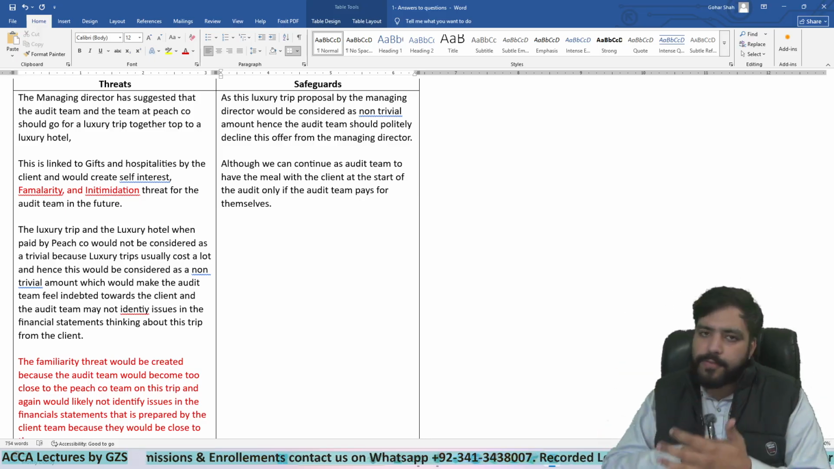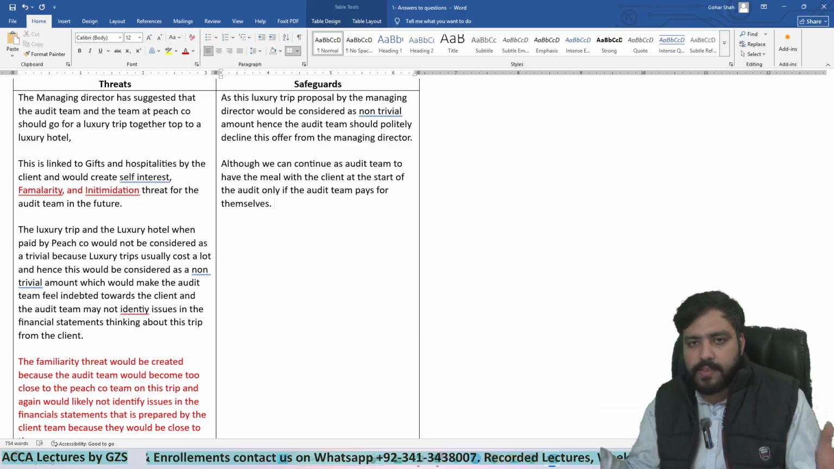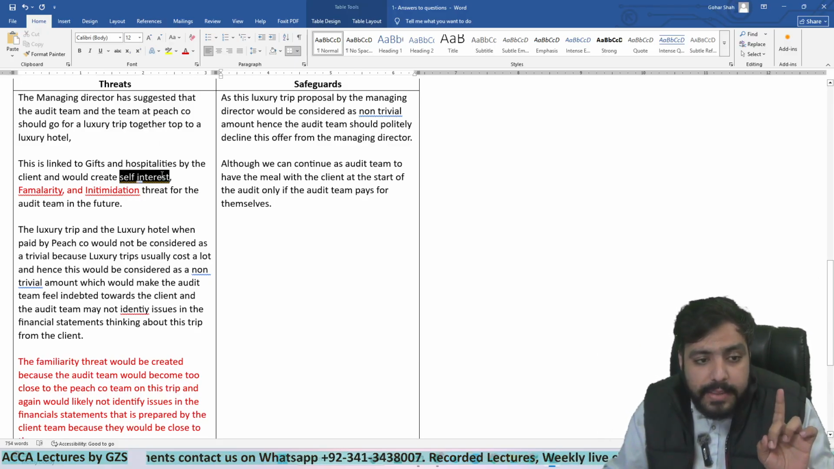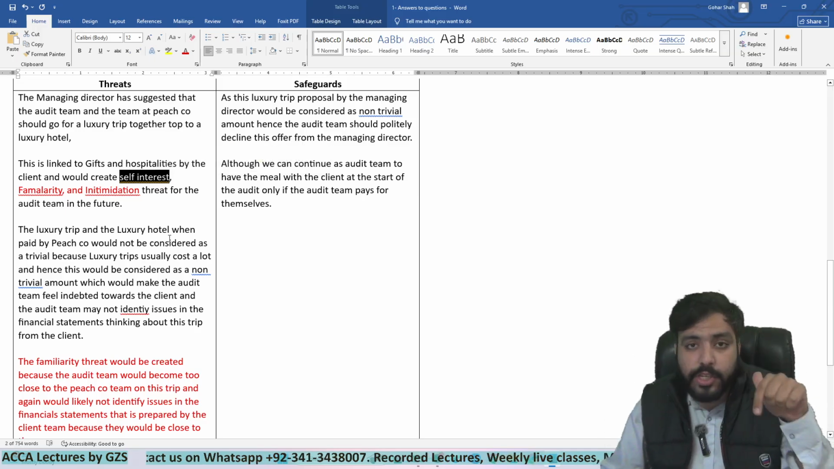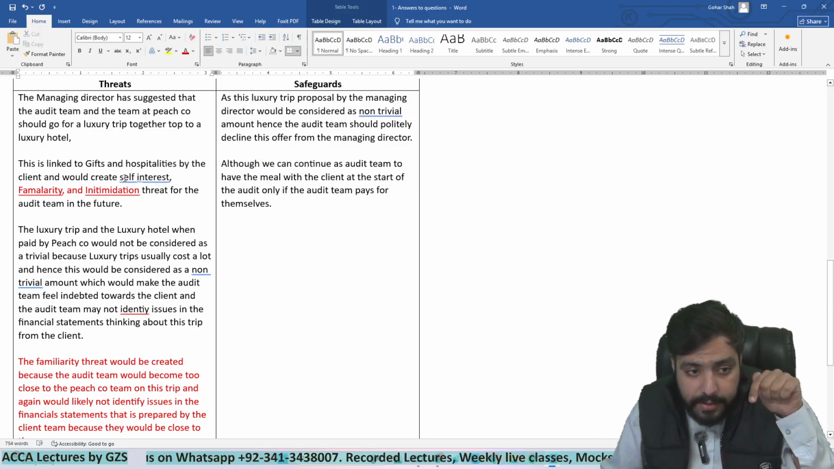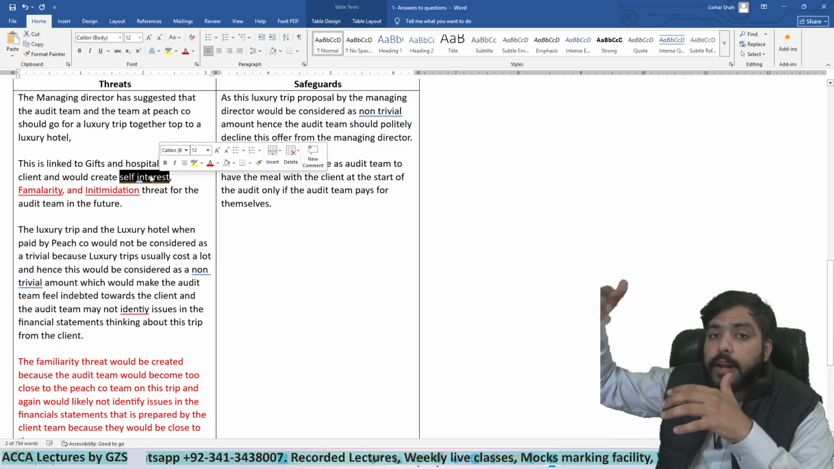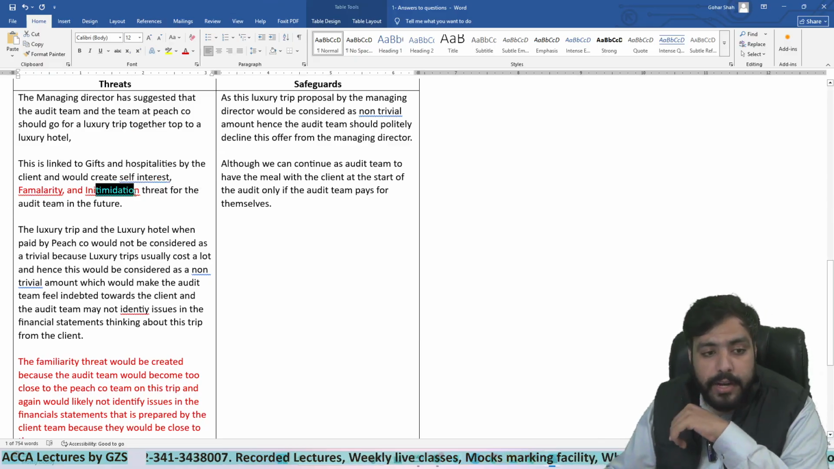And by the way, for familiarity, the safeguard is same. For intimidation, the safeguard is same. You cannot accept it. Always remember that within the exam, identify the threat that is directly linked with the situation that you studied this situation in. Always identify that threat first of all. If you are unable to remember it, then you can identify other threats as well. Like this situation would also create a familiarity threat. It would also create an intimidation threat.